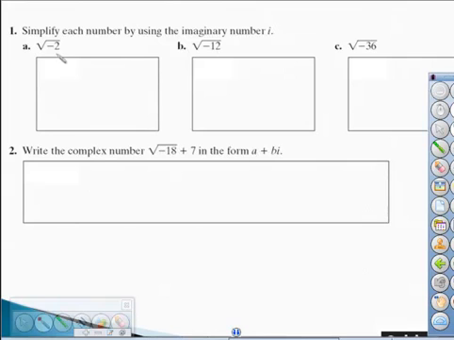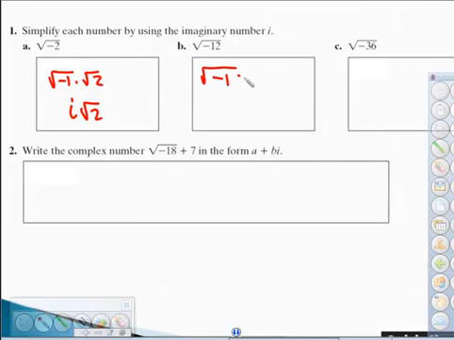All right, so the first one's real basic. You just have the square root of negative 1 times the square root of 2. Square root of negative 1 is i, and then you have radical 2. Now over here, the square root of negative 12, you have the square root of negative 1 times the square root of 4 times the square root of 3, right? Square root of 4 is 2. The square root of 3 we can't take, but then the square root of negative 1 is i. So we put the i right there. Okay, that's how you simplify this.